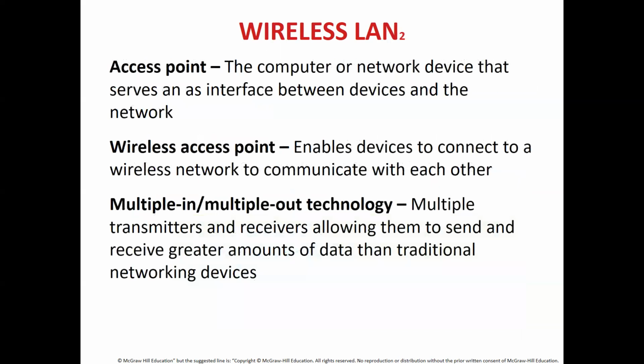Access point: a computer or a network device that serves as an interface between devices and a network. So what happens with an access point is this. You are accessing a network, okay? And as soon as you step outside the zone, you have a device which allows you to reconnect to another zone, so that the disconnecting and reconnecting is not known by the user. This is what we call seamless communication.